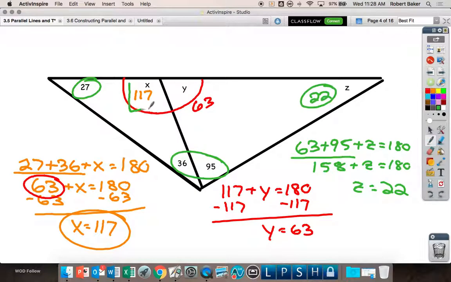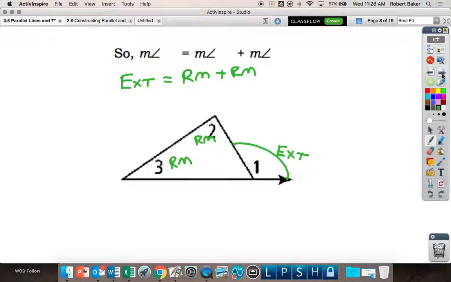The same thing happens for this one. If 117 is the exterior angle, what are the two remote angles? 22 and 95. So 22 and 95 do make 117. Now, if y is the exterior angle, what are the two angles that add up to make that exterior angle? Okay, so you don't have to use it because if you have one of these two, you can use the linear pair definition. Now, in this class, I will force you to use that.